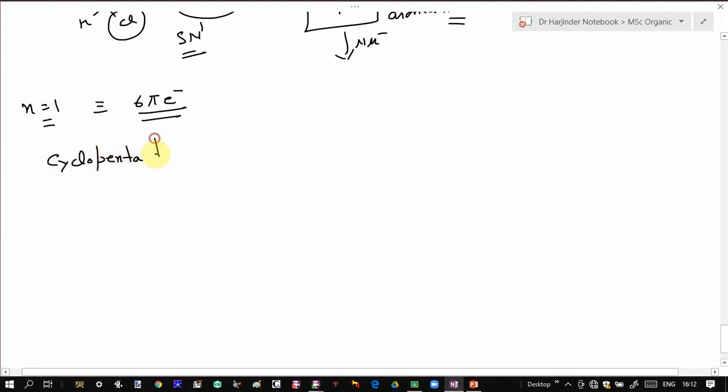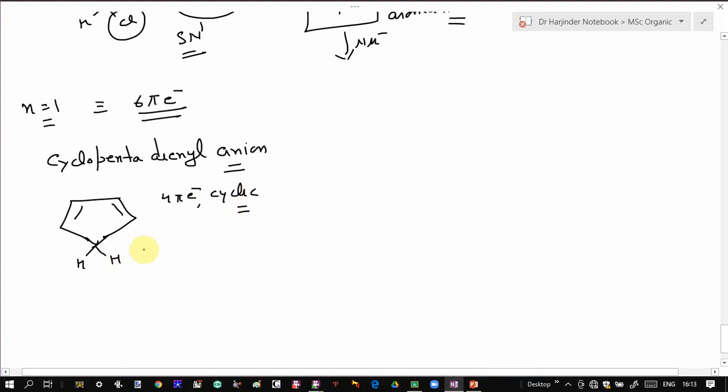cyclopentadienyl anion. So it's an example of anion. Suppose you have a cyclopentadiene. Now this is cyclopentadiene. So here you have a hydrogen. As you see, it's a 4 pi electron system. It's cyclic, but there's no complete delocalization of electrons, as this carbon is sp3 hybridized. For delocalization, it must be sp2. Only then it will have a planar structure, and delocalization of electrons will take place through one remaining unhybridized p atomic orbital.